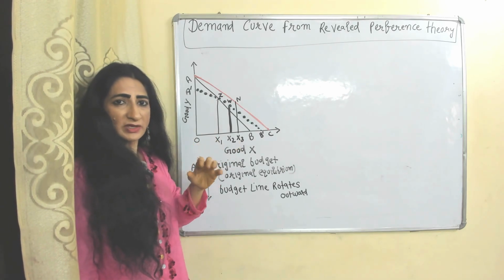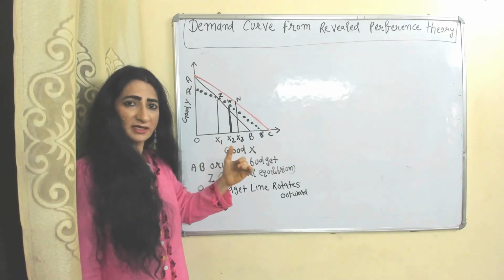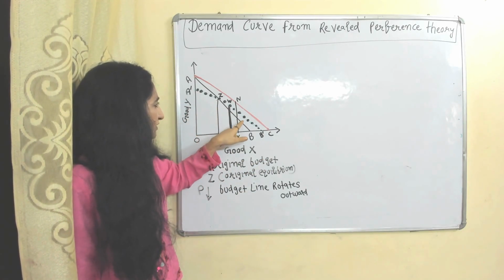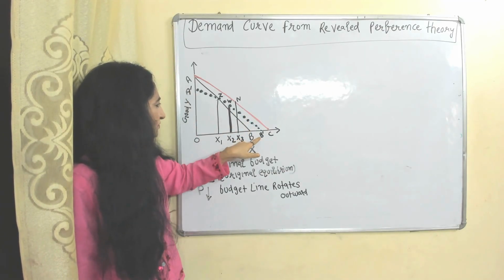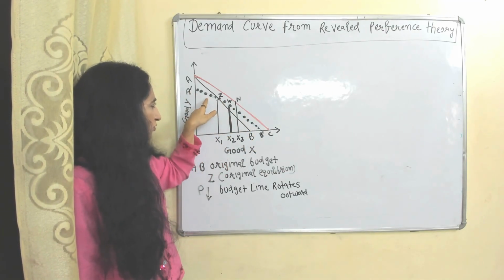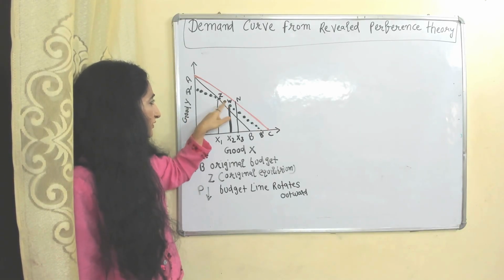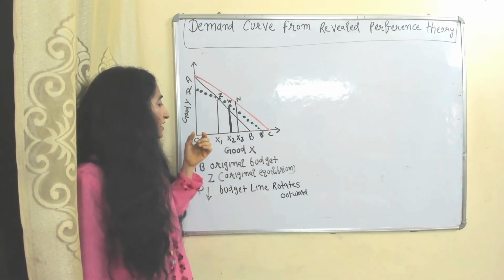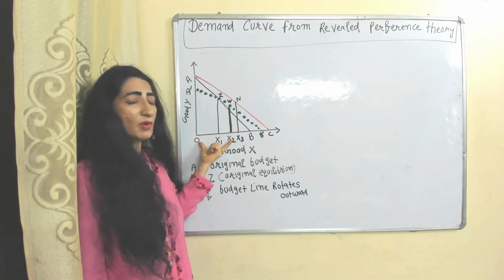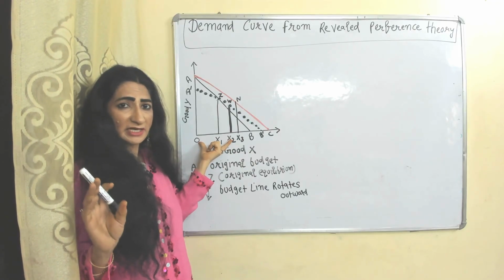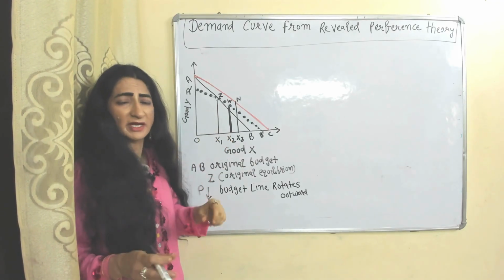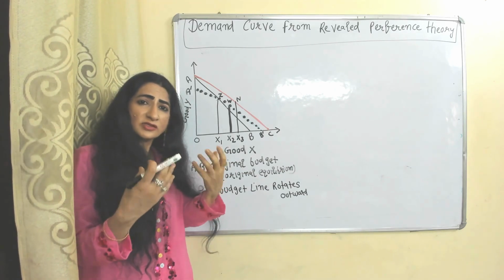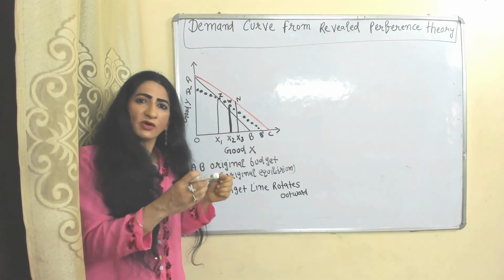In order to isolate the substitution effect, we take some money away from the consumer. That's why this dotted line, A dash B dash, is our new budget line. W is our new equilibrium point. Here you can see, despite losing some money, the consumer is still buying more quantities of X as compared to earlier because now X has become cheaper. In short, when the price of a commodity falls, the consumer naturally buys more quantities of the good.